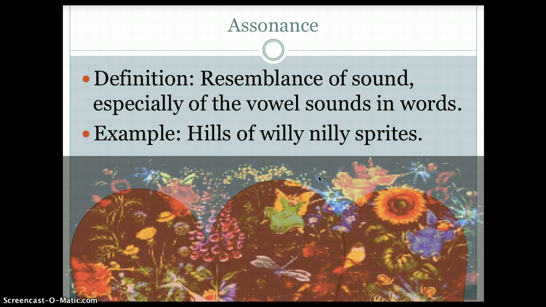Assonance is resemblance in sounds, but it's vowel sounds, such as hills of willy-nilly sprites. You can tell it's different from alliteration because the I's are in the middle of it. If I talked about the rumbly bumbly whatever, then I'm talking about consonants as well, because you have that consonant as opposed to the vowel sound, the rumbling, crumbling, things like that. You might have assonance, consonance, and possibly alliteration all in the same thing, but they're varying degrees of the same thing.